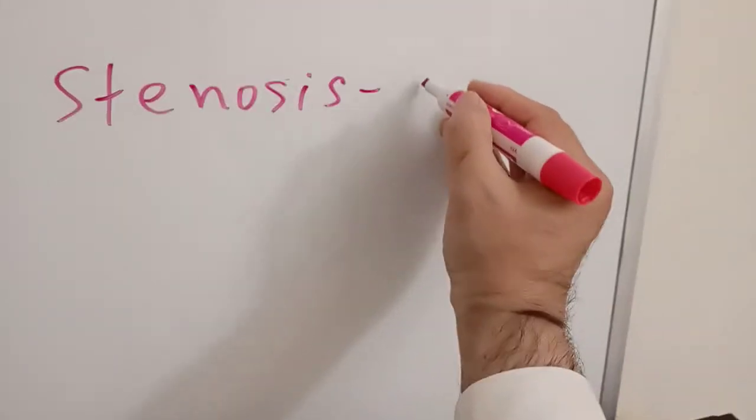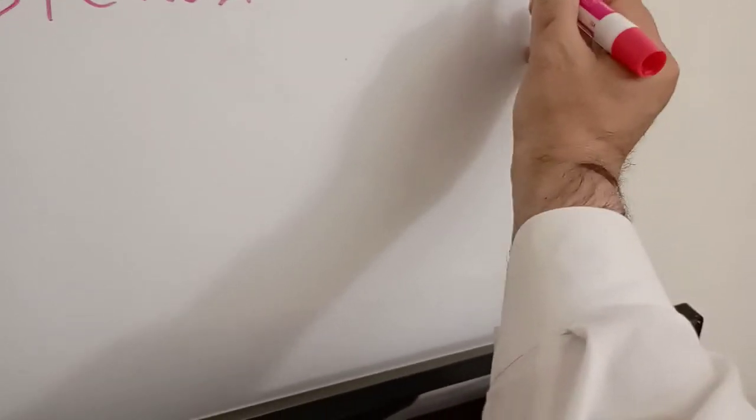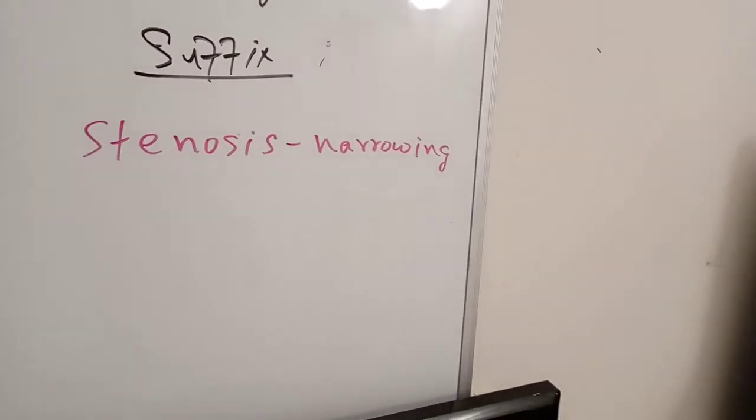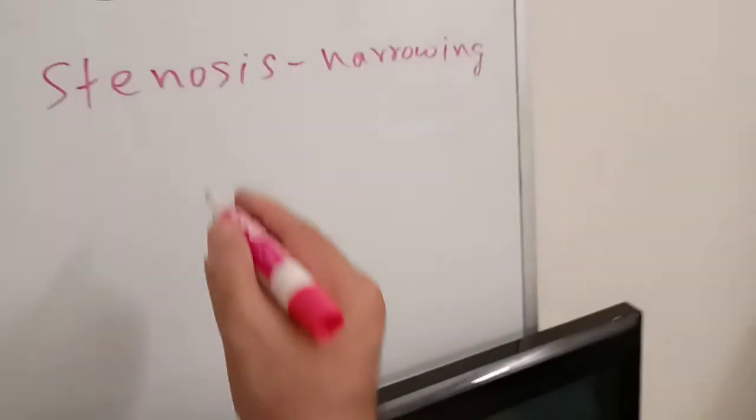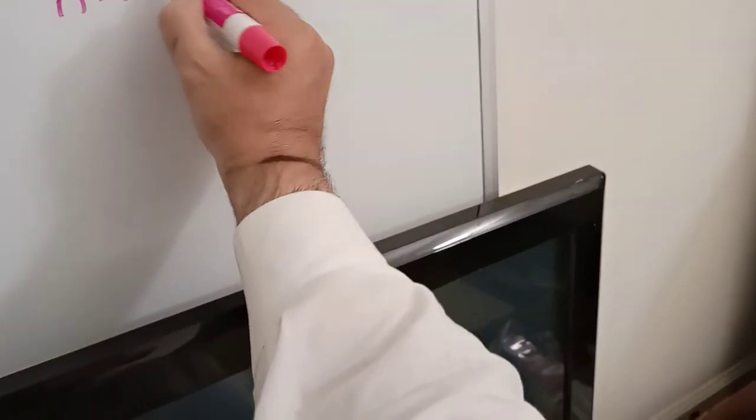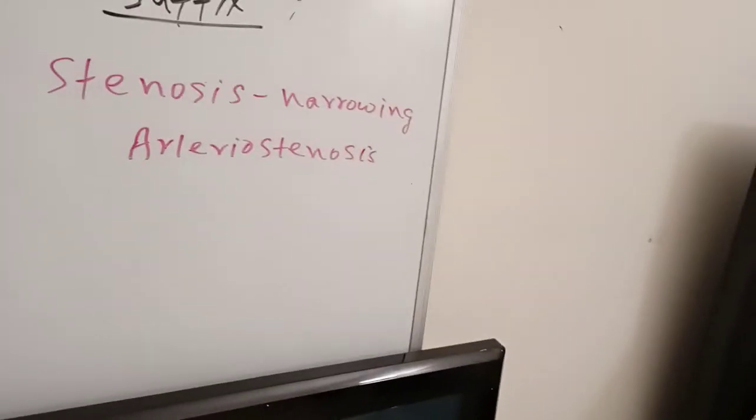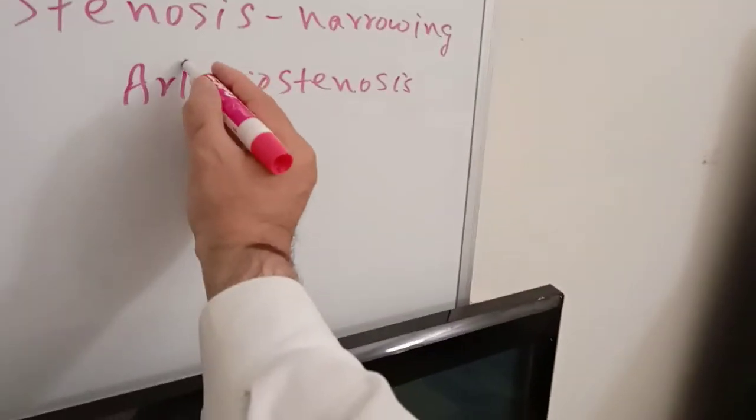Next, I am going to write a suffix which means disease. Stenosis is a suffix which means narrowing. Stenosis, narrowing. The word for example is arteriostenosis. It means artery, stenosis: the artery has become narrow.